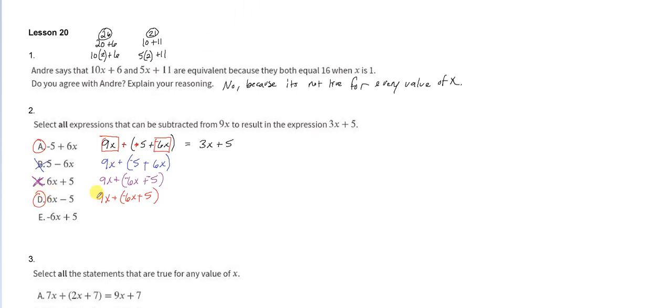And let's check that last one. 9x, take away the group of negative 6x plus 5. I'm already leaning toward no, because what happens when I take away a negative 6x? It's like adding 6x, which wouldn't make 3x. So we don't even have to check what the 5 is going to be. That one doesn't work. So just A and D in this particular problem.